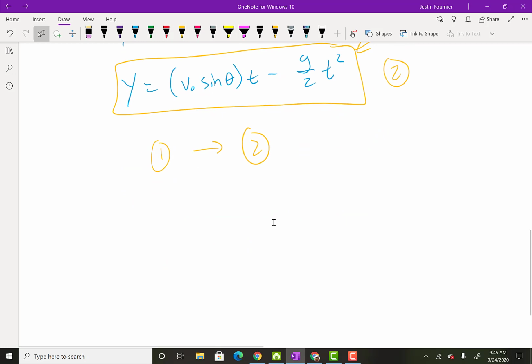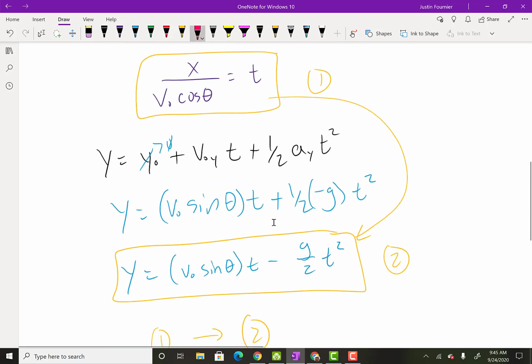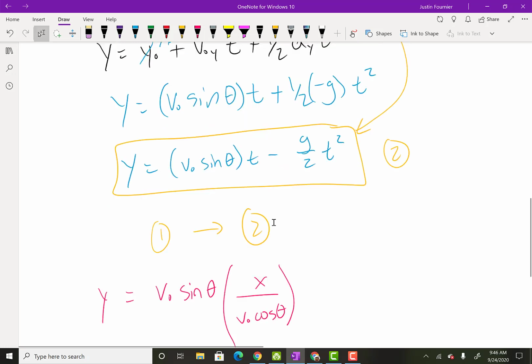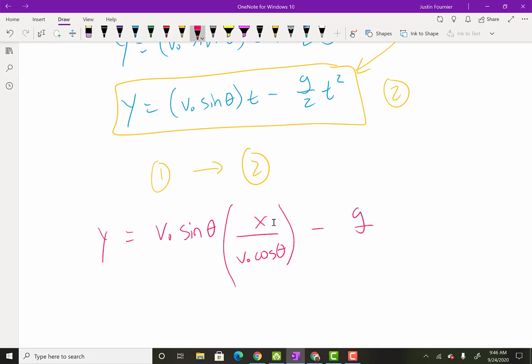So let's plug everything in here. Again, it's going to look a little messy, but I'm still okay with this right now before I crash and decide I'm just going to plug in. So this is x over v naught cosine theta. So we've got x over v naught cosine theta minus g over 2, and then again we've got x over v naught cosine theta, squared. And I think I know everything now, right? It's just now isolating v naught.